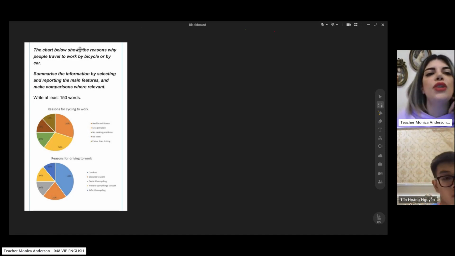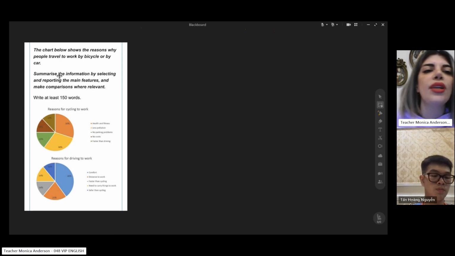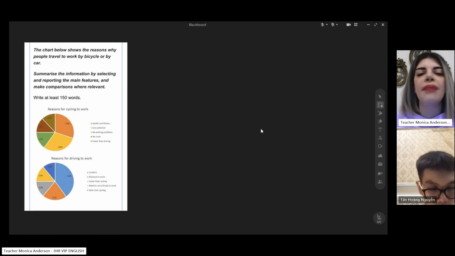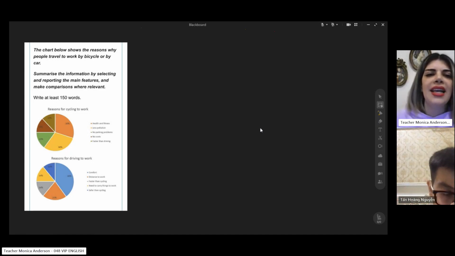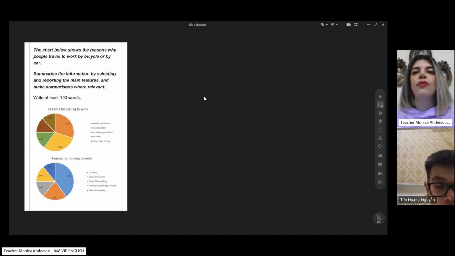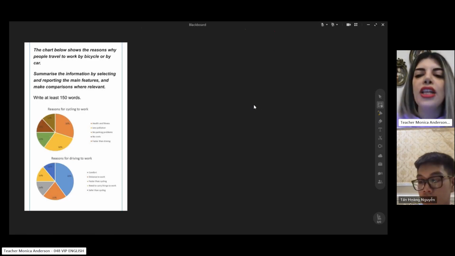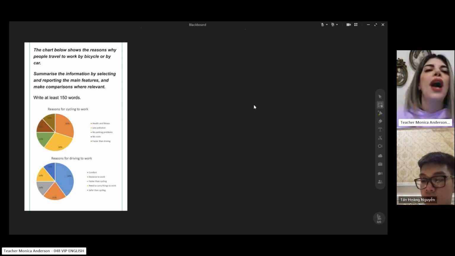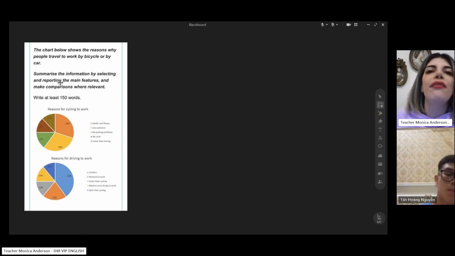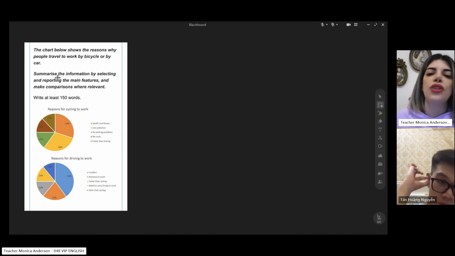The chart below shows the reason why people travel to work by bicycle or by car. Summarize the information by selecting and reporting the main features and make comparison where relevant. So we're going to write an essay about this pie chart using the information that we have. First of all, we have the title. Again, as you know, for the introduction, you need to write about the pie chart and paraphrase your question. So this is your introduction.